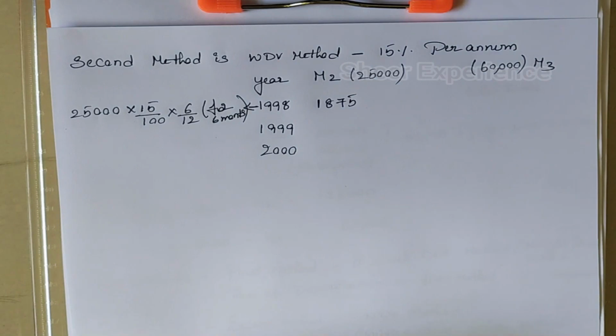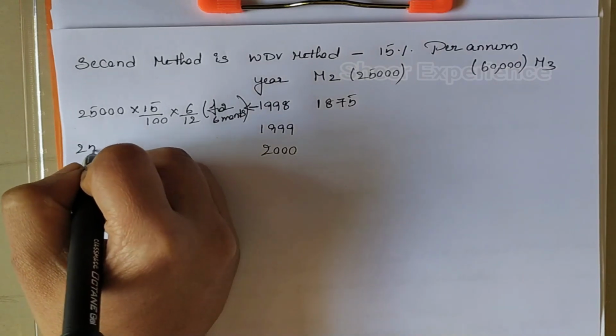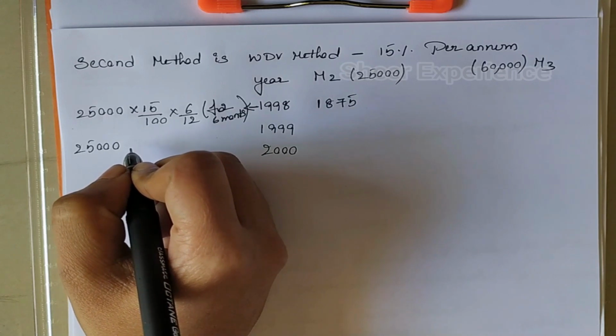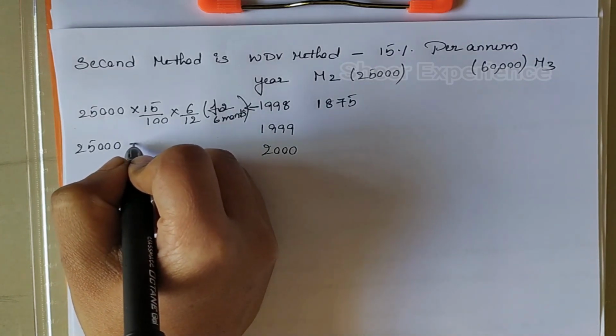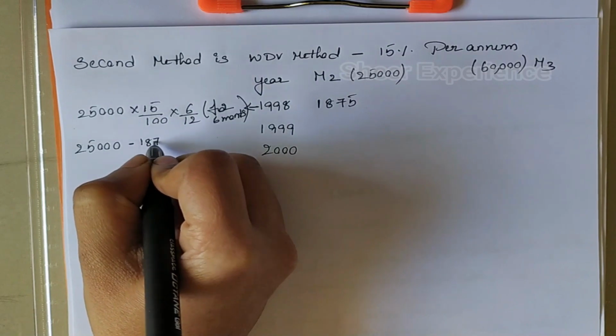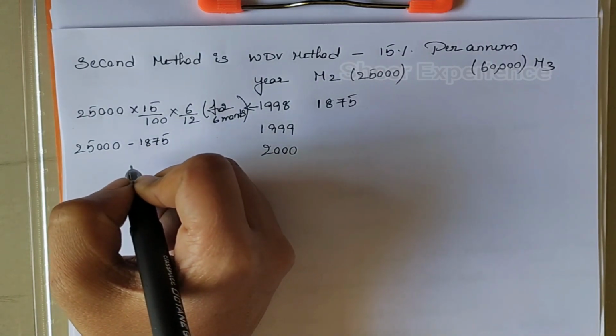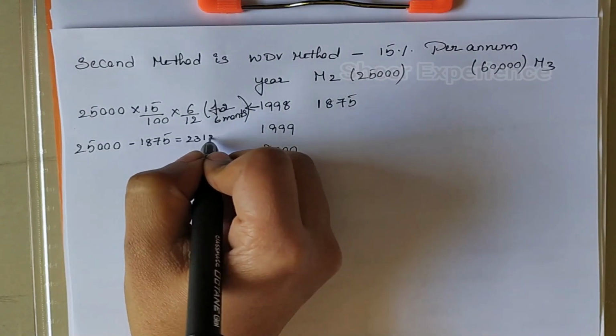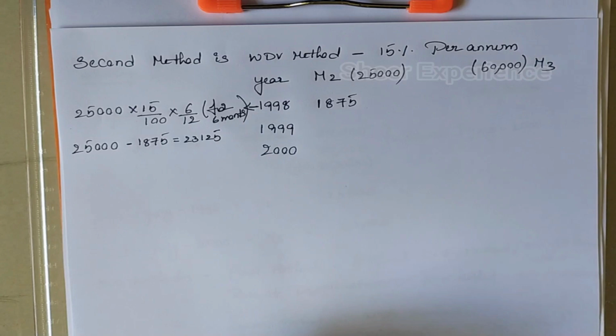Here we are calculating depreciation only for 6 months because Machine 2 was purchased on 1st July 1998. Since we are using the WDV method, that is the written down value method, we need to deduct the depreciation amount from the cost of the machine. Cost of the machine is 25,000 and the depreciation amount for the first year is 1,875. So 25,000 minus 1,875 comes to 23,125. So this is our reduced value of Machine 2 in the second year.